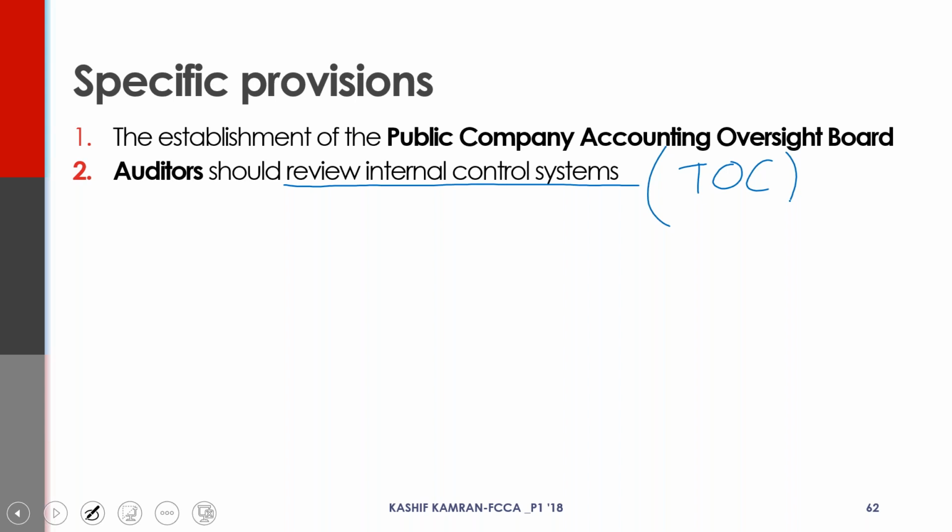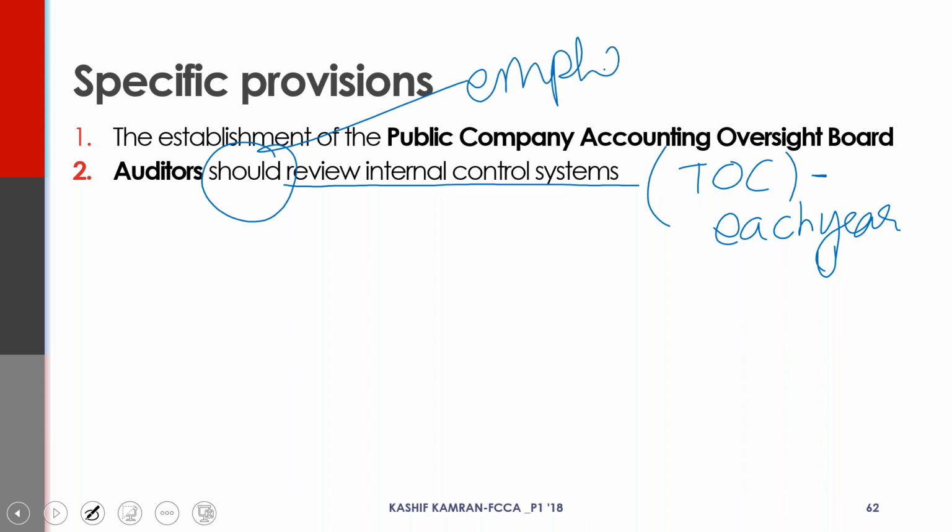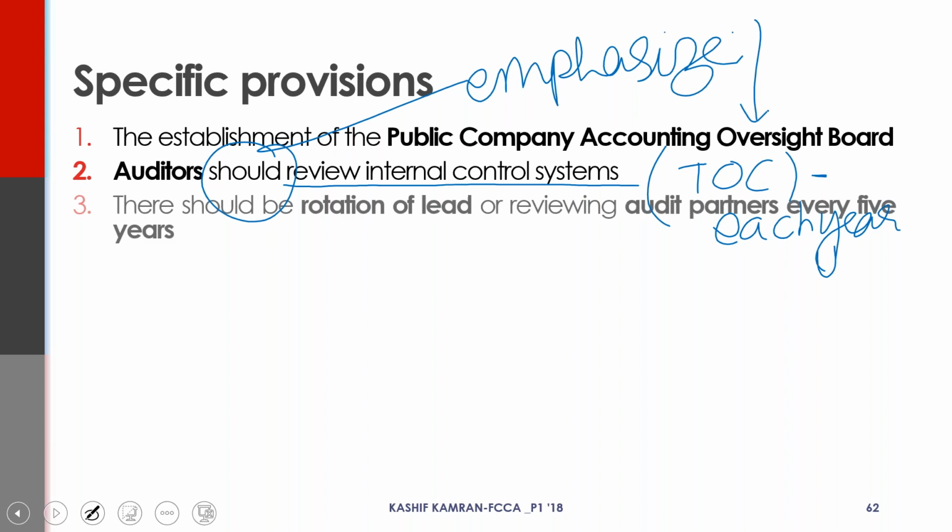But when Sarbanes-Oxley says you should review them, that means the test of controls has to be performed each year. Each year. So whenever you come for an audit, you have to review the test of controls each year. Should review. So that is a very strong emphasis. So Sarbanes-Oxley is emphasizing that the auditor should review the internal control system.